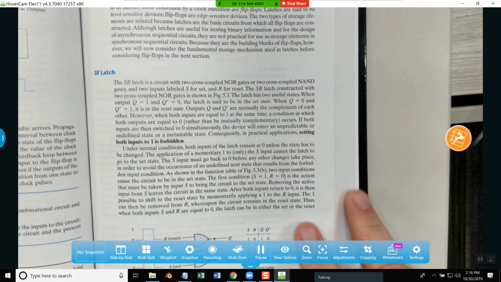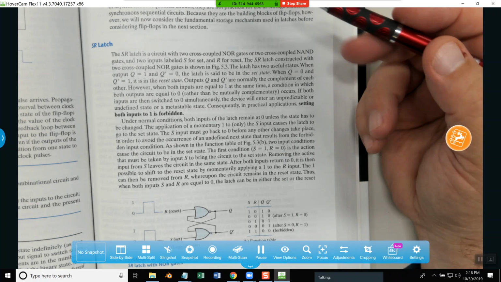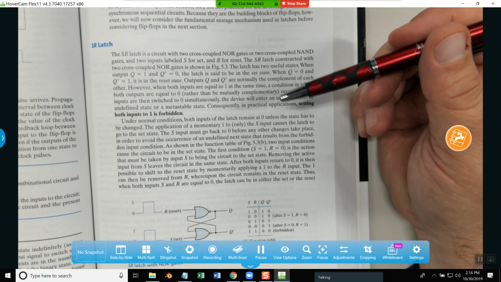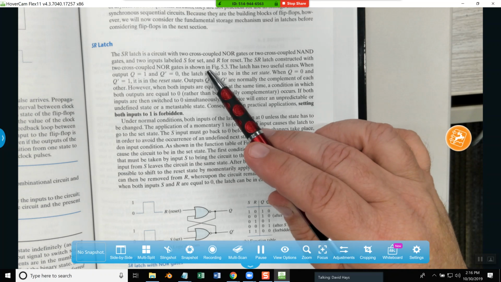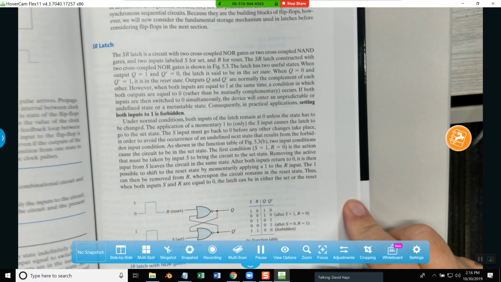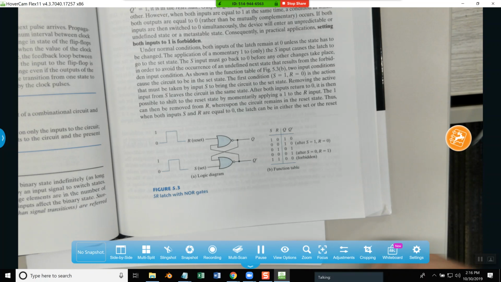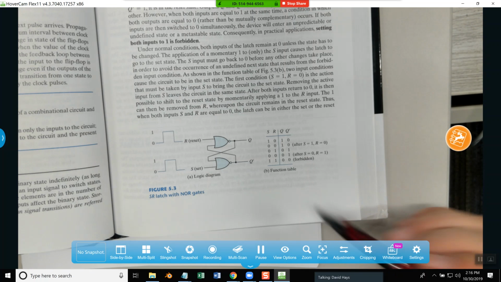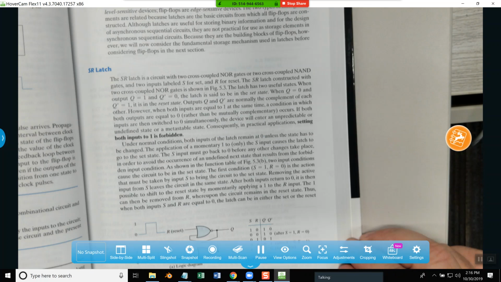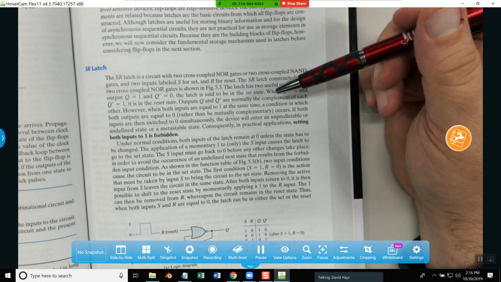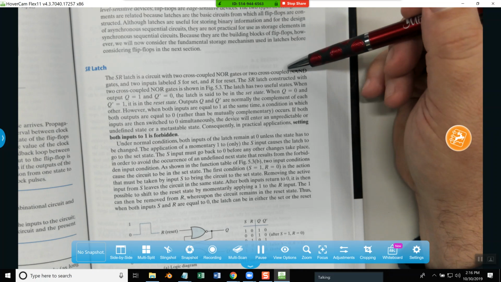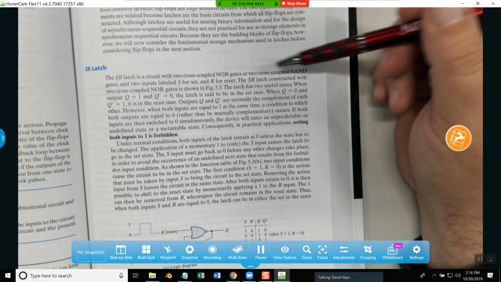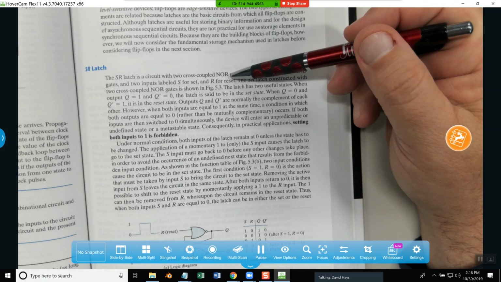SR latch. The SR latch, they give you a picture down here. S for set, R for reset. The SR latch is a circuit with two cross-coupled NOR gates or two cross-coupled NAND gates, and two inputs labeled S for set and R for reset. You see down here are our NOR gates. Got the OR gate, and then there's an inverter on front, so that's our NOR.